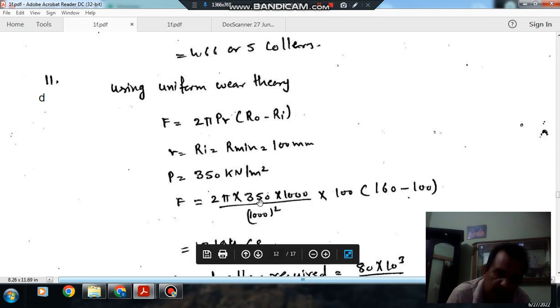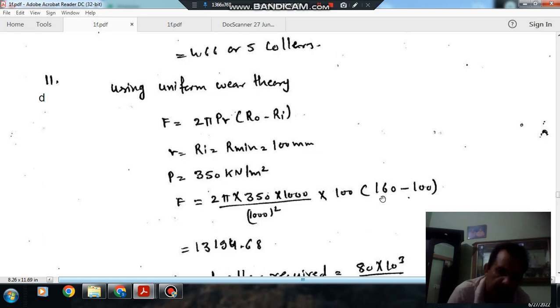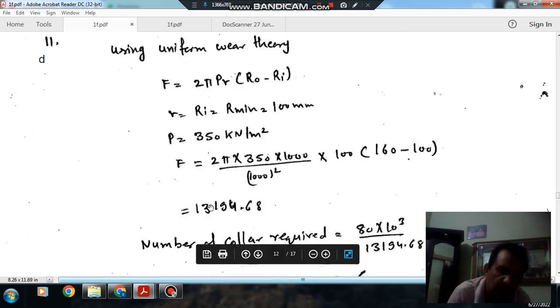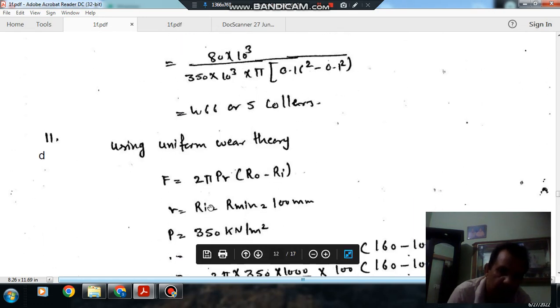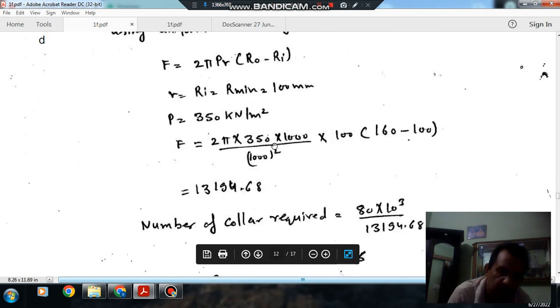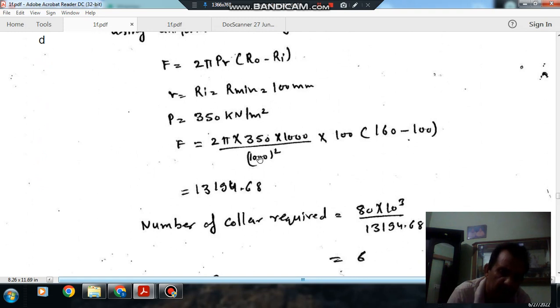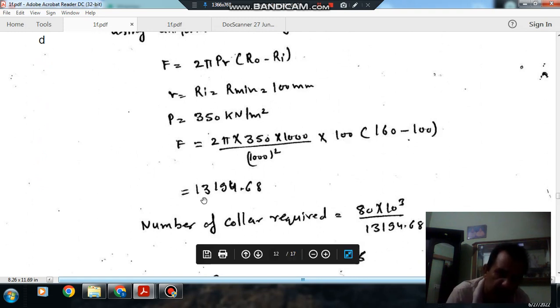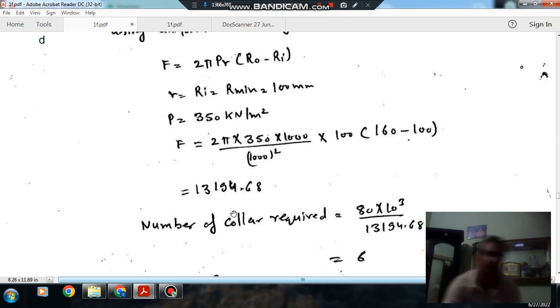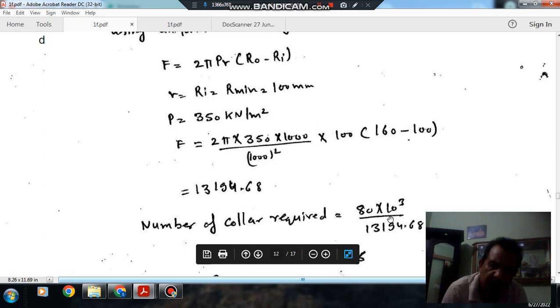Okay, so the pressure is 350 into 50 kilonewton, and this is the area. So the load per collar is given as this quantity. We have converted this into appropriate units. We have converted meter square into mm square, and these are in mm. Okay, so now the load on each collar is 131.9468, and the total load is 80 kilonewton.